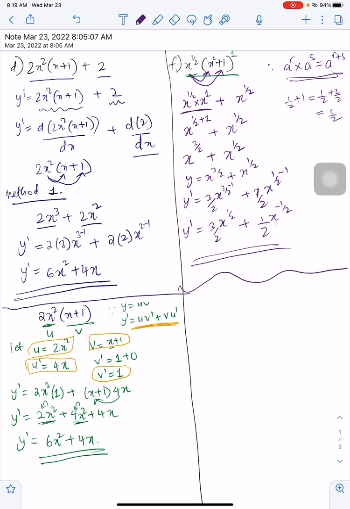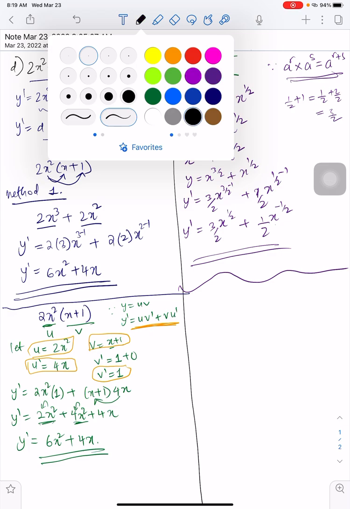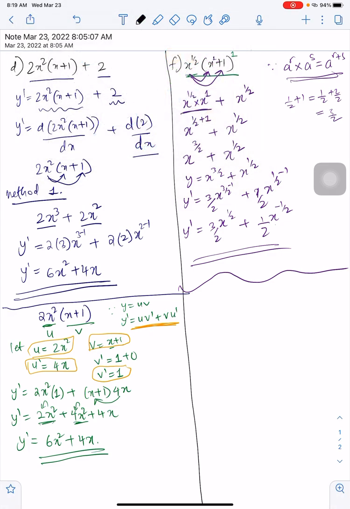Now when it comes to method 2, when will you use method 2? Method 2 you will use when the binomial term has exponent more than 1. So for the quotient, x raised to half times x plus 1 raised to 1. Even if you consider these two as two functions, u and v, let u equal x raised to half, and v equal x plus 1.